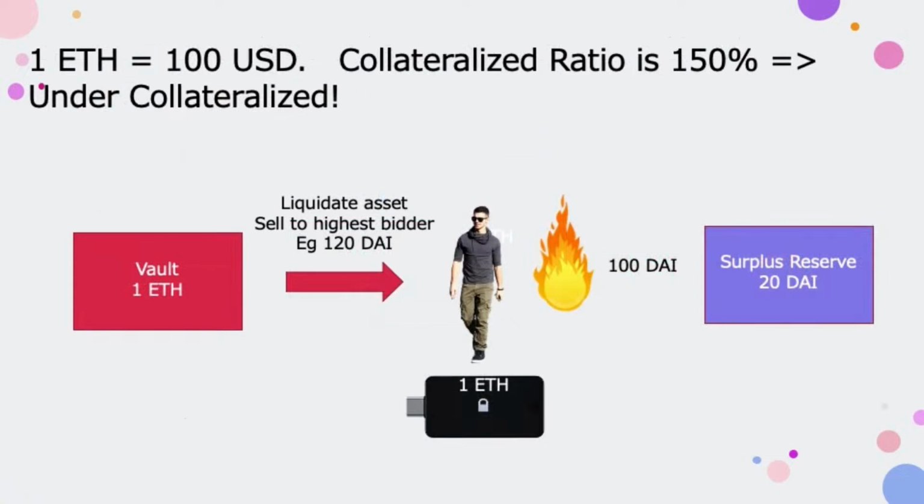If the value of the Ether falls, the collateralization ratio might fall below the minimum collateralization ratio of 150%. MakerDAO will auto-liquidate the assets stored in the vault to the highest bidder. For example, if the highest bid is 120 DAI, then the bidder will get 1 Ether, 100 DAI will be burned, and the extra 20 DAI will go to the surplus reserve.